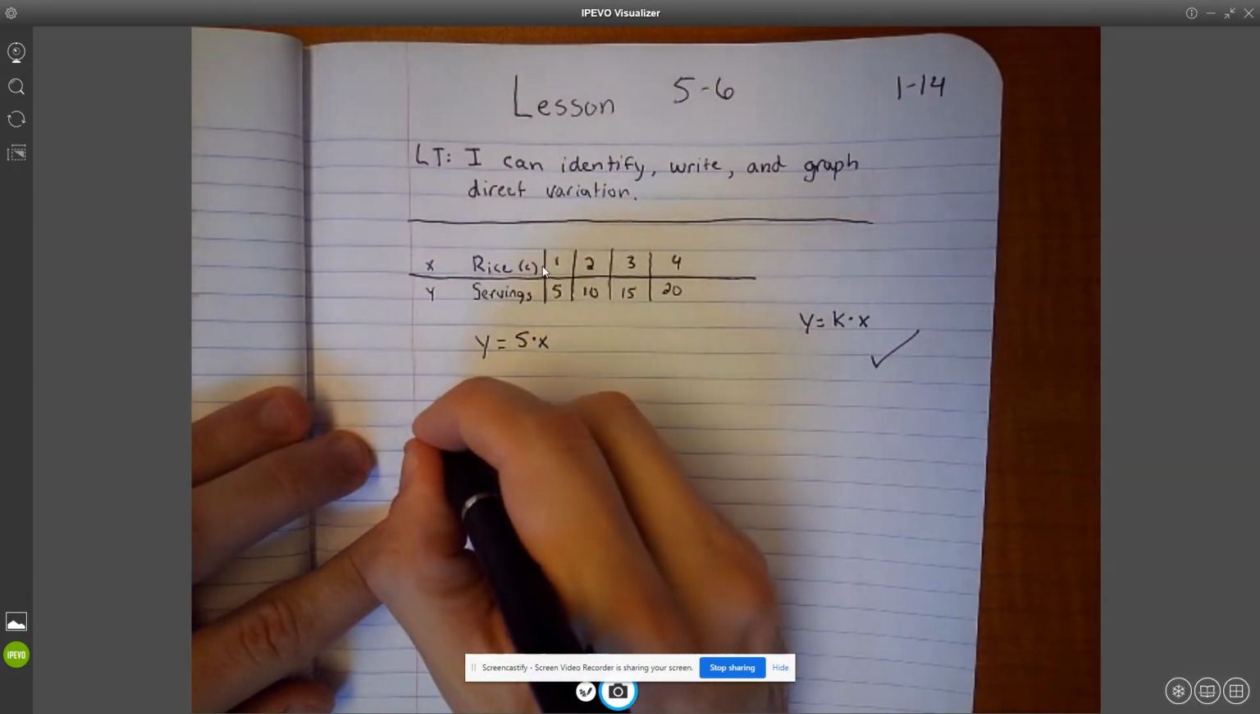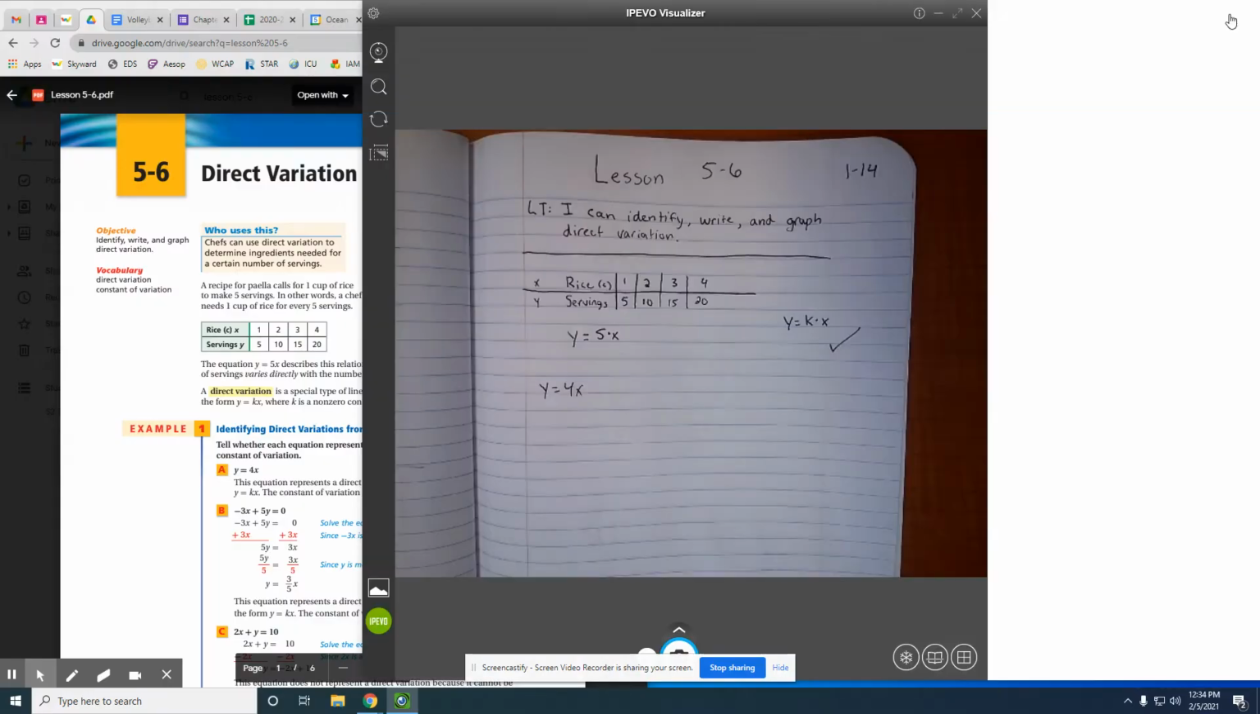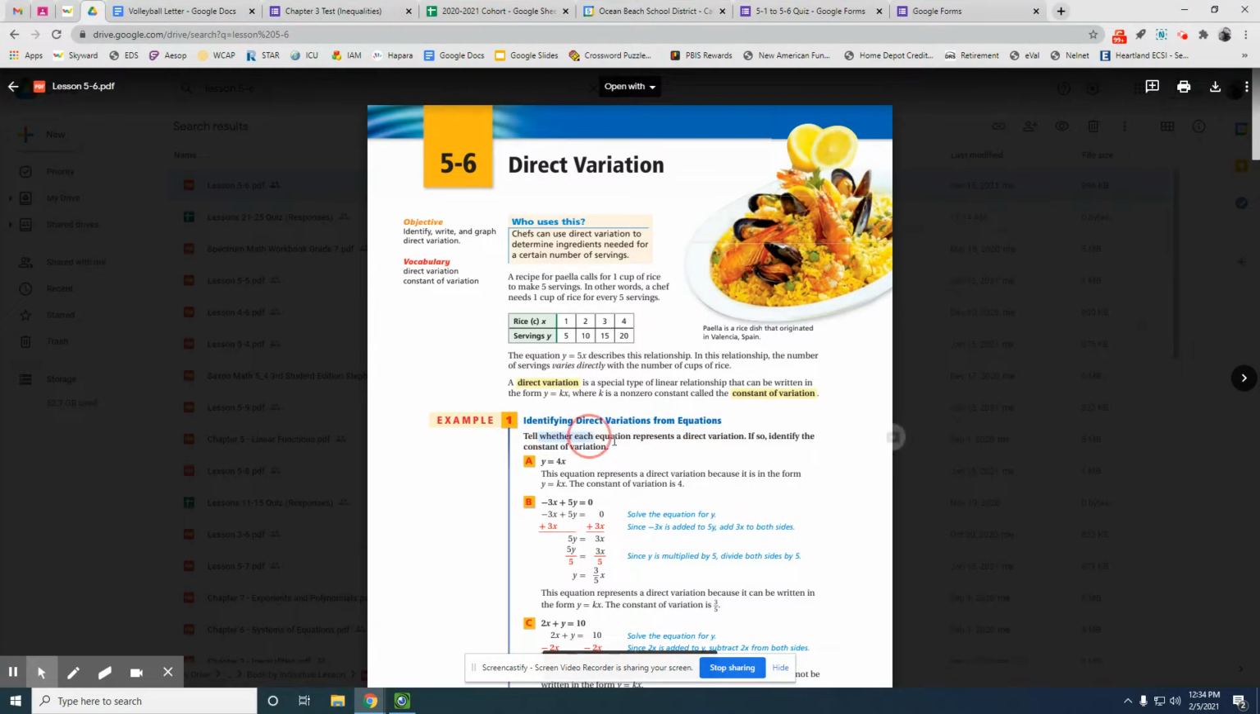So again, the first problem asks us, let me open it up real quick. It says, tell whether each equation represents a direct variation. If so, identify the constant of variation. This constant of variation is our unit rate. That's what's going to go up by the same thing.